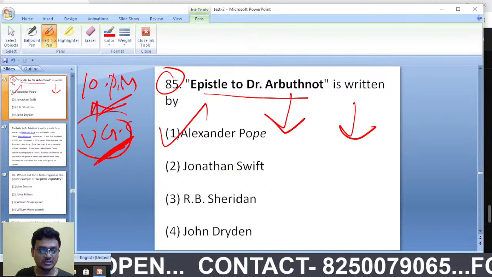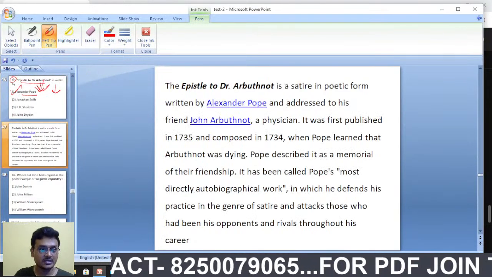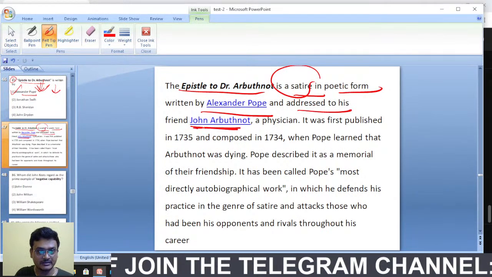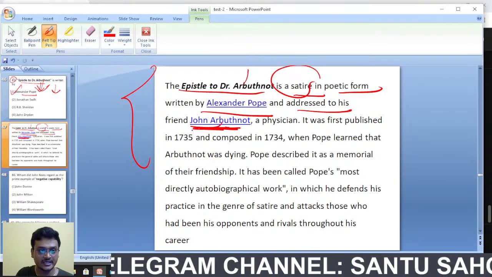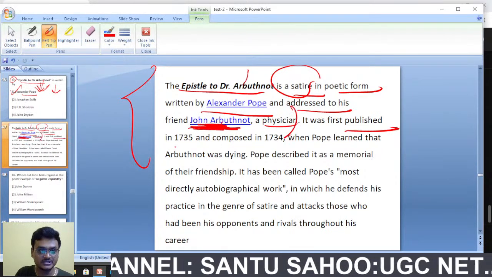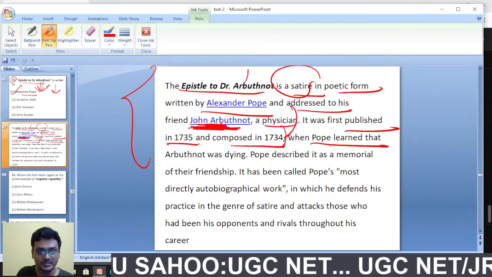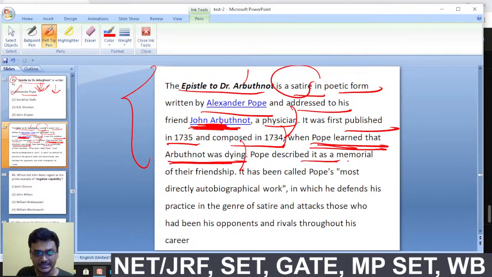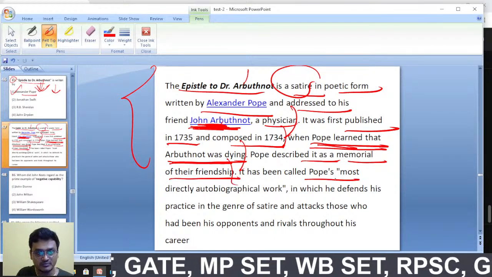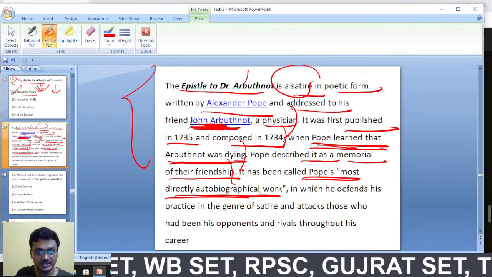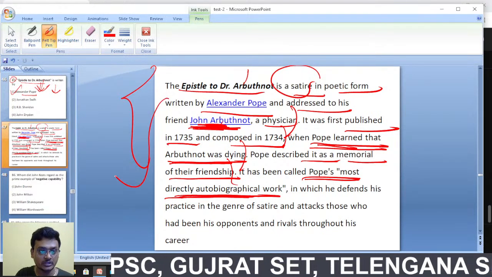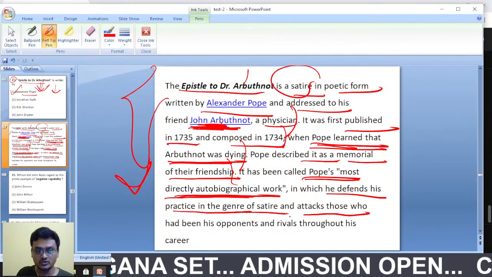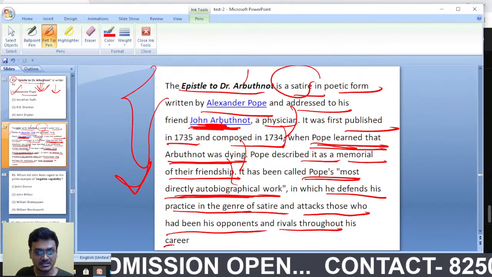So, Alexander Pope, Epistle to Dr. Arbuthnot. And here is the explanation. The Epistle to Dr. Arbuthnot is a satire in poetic form written by Alexander Pope, addressed to his friend John Arbuthnot, a physician. It was first published in 1735, composed in 1734. When Pope learned that Arbuthnot was dying, he described it as a memorial of their friendship. It has been called Pope's most directly autobiographical work, in which he defends his practice in the genre of satire and attacks those who had been his opponents and rivals throughout his career.